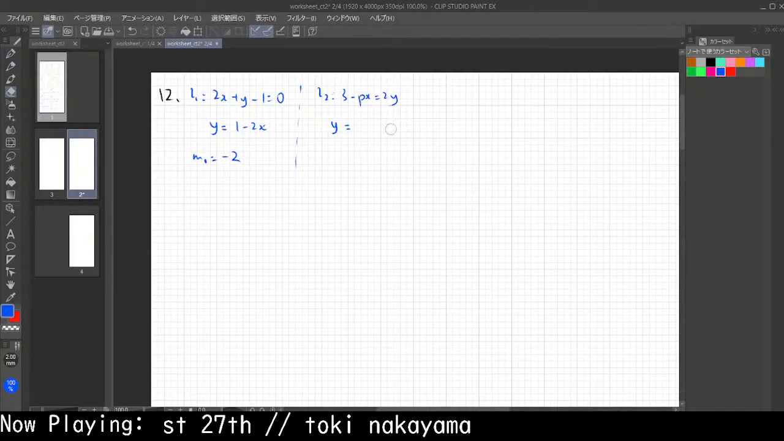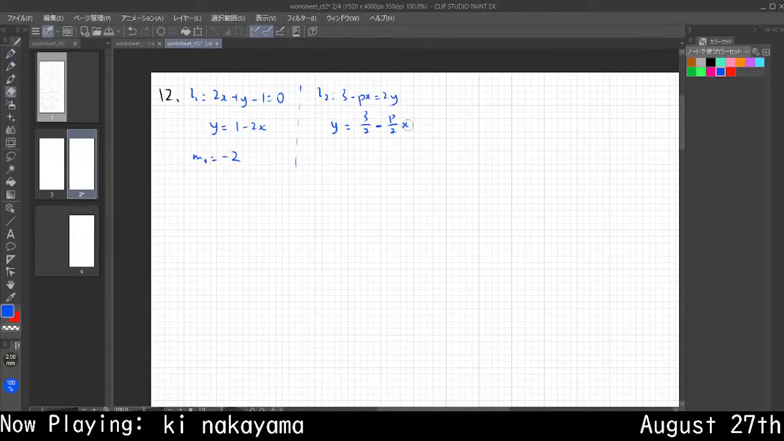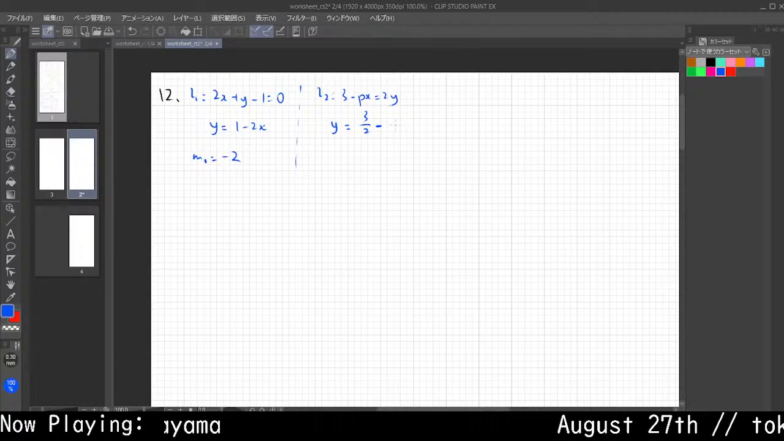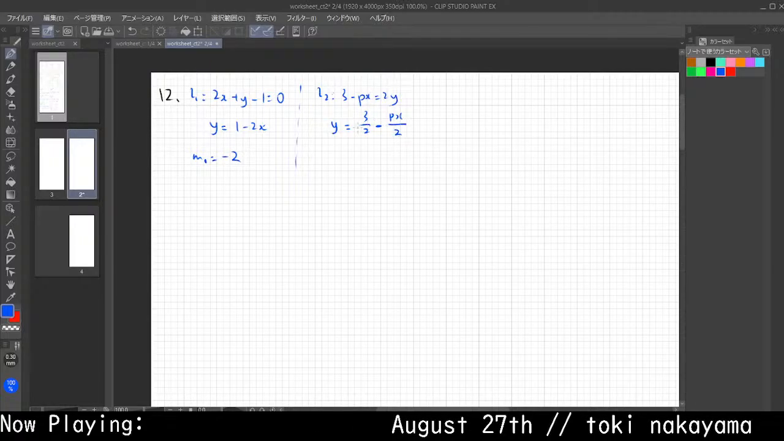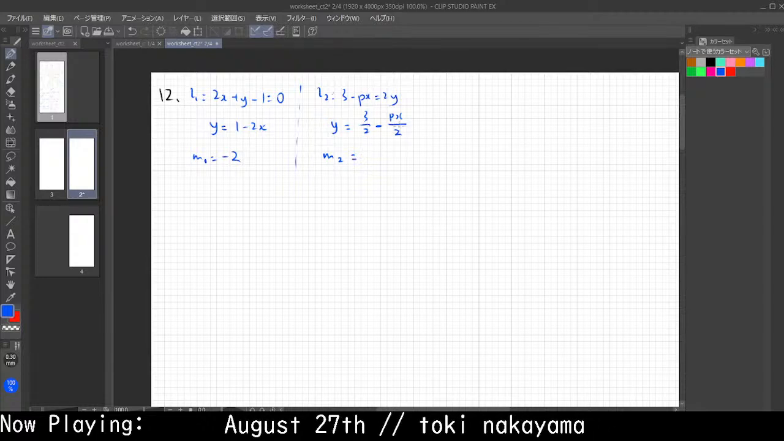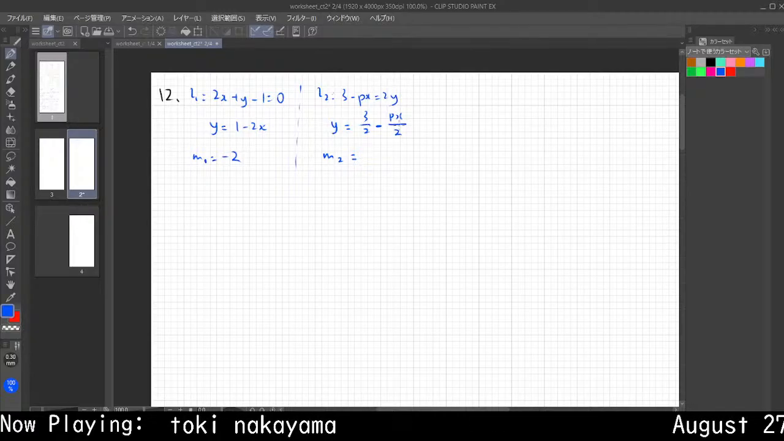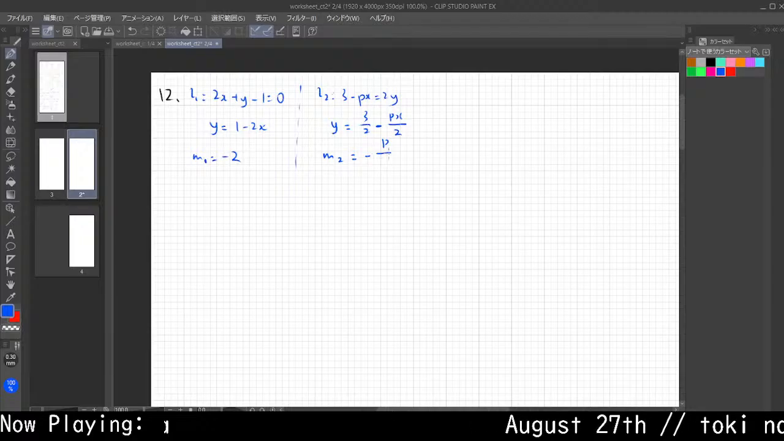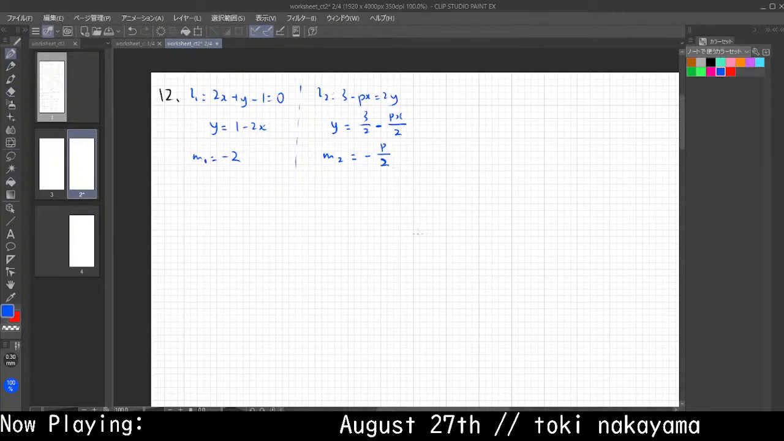Let's do it in order. 3 over 2 minus p over 2x, or px over 2 basically. So the idea is that to get your gradient, just cover up the x and copy whatever you are left with. So if you cover up your x, in this case you'll be left with p over 2, so just put it over here, negative p over 2.